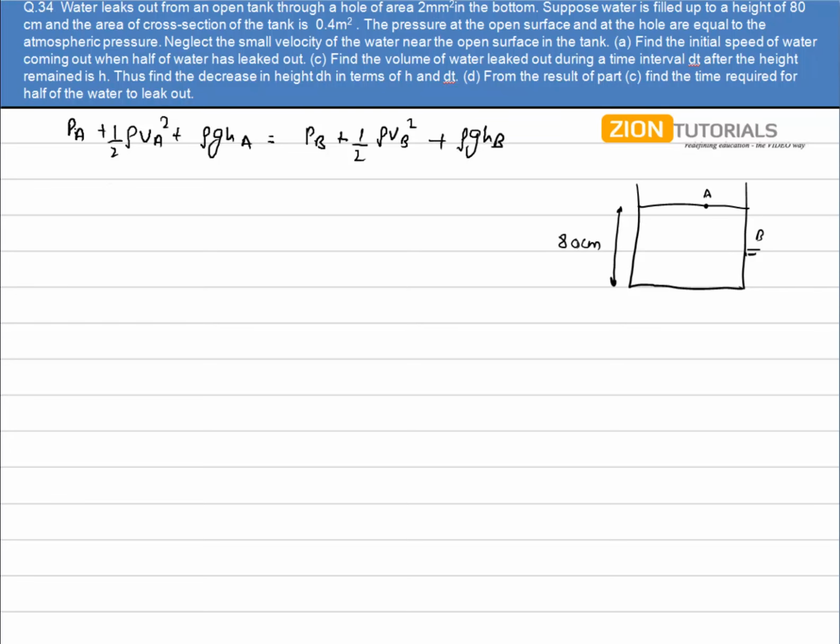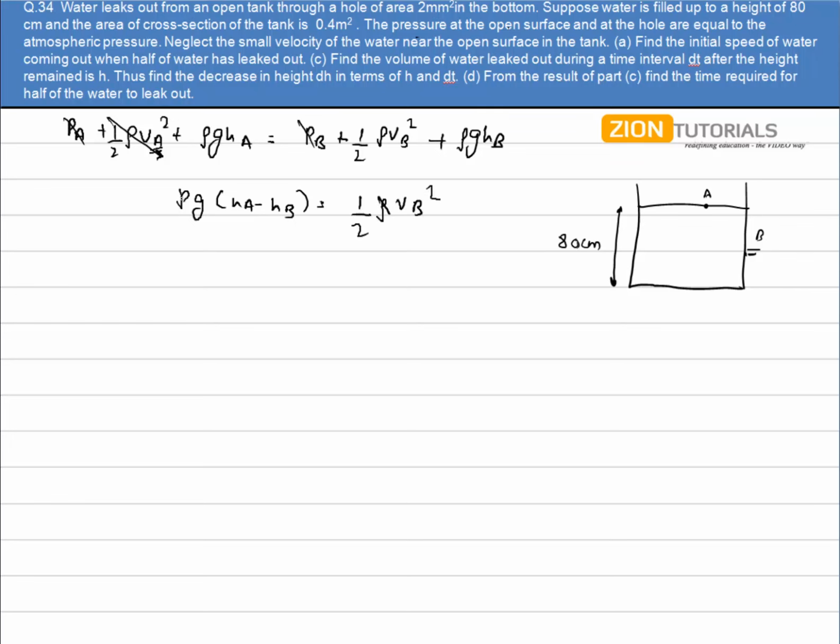Now we know that pressure at A and pressure at B are same. That is given over here, that the pressure at the open surface and the hole are equal. And of course it is given that small velocity of the water near the open surface, we have to neglect it. So the velocity at A has to be neglected. So this is also removed. Now I do have rho g (hA minus hB) is equal to half of rho VB square.